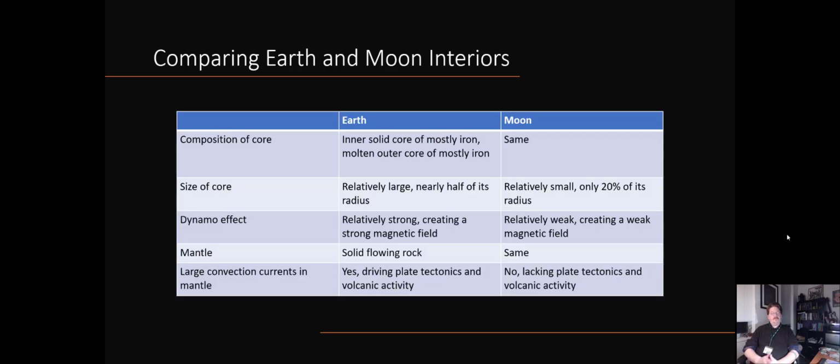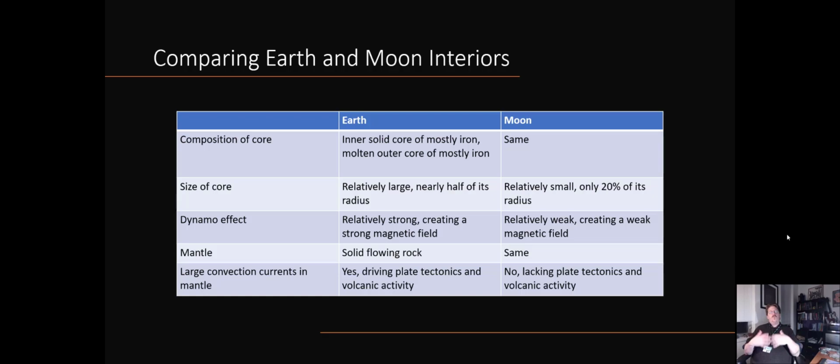We're able to use that information to model what the interior of the moon looks like. And so when we compare the moon and the Earth's interior, we have an inner solid core, mostly of iron, and a molten outer core, again mostly of iron with some nickel thrown in. The size of the core for the moon is actually relatively small in comparison to the Earth's core. It's only about 20% of the total radius of the moon.